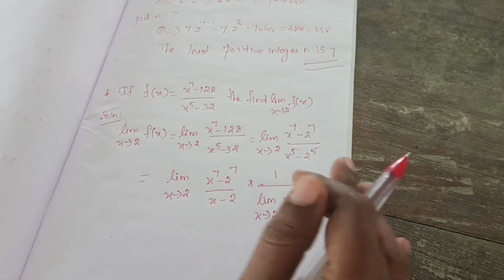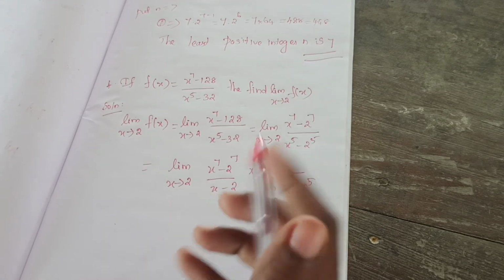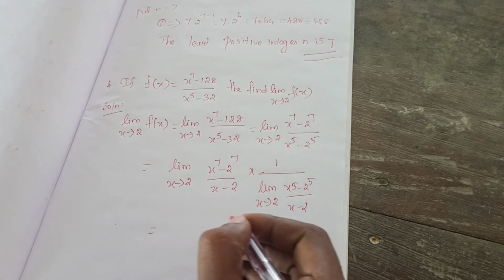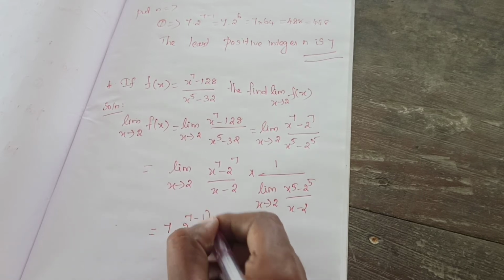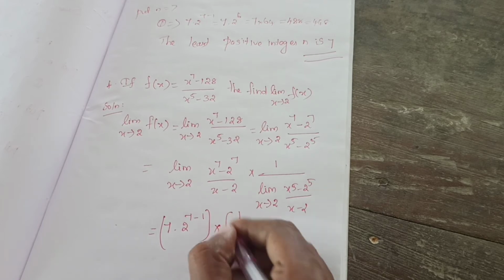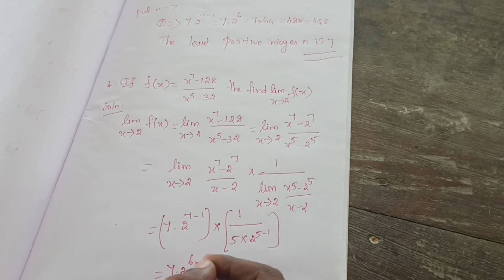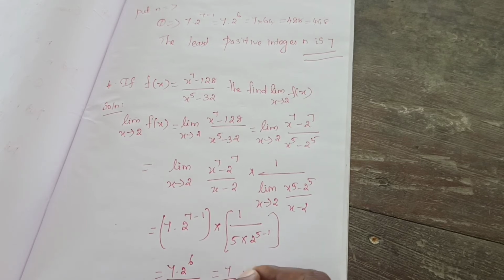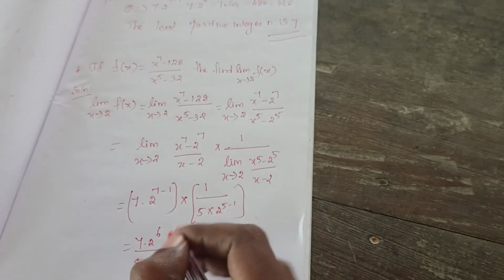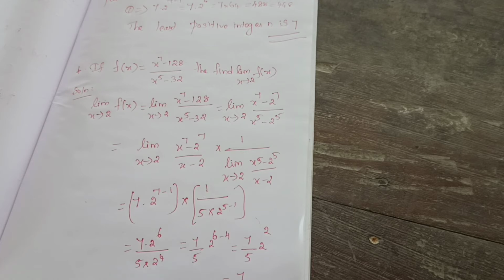For what purpose are we doing this? Then only the x power n minus a power n divided by x minus a form we will get. So that's equal to, what's the formula? n into a power n minus 1. So 7 into 2 power 7 minus 1 into 1 by 5 into 2 power 5 minus 1. So what's the value? 7 into 2 power 6 divided by 5 into 2 power 4. Shall we cancel? That is 7 by 5, 2 power 6 minus 4. We can bring the power 2 up. So you will get 7 by 5 into 2 square. So what's the answer? 7 by 5 into 4. That's equal to 28 by 5.